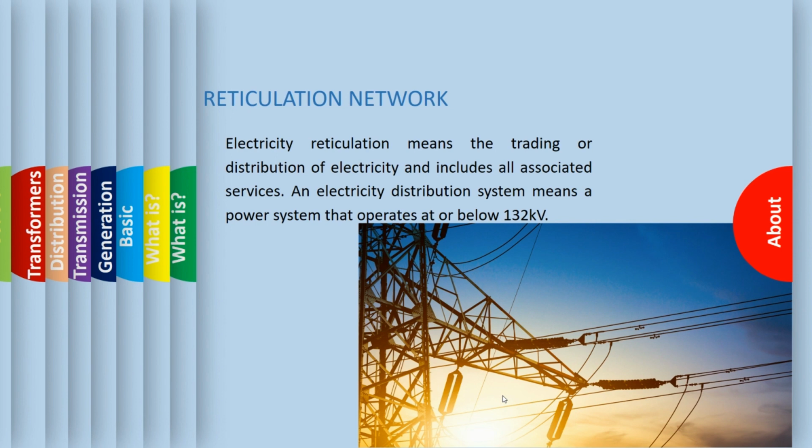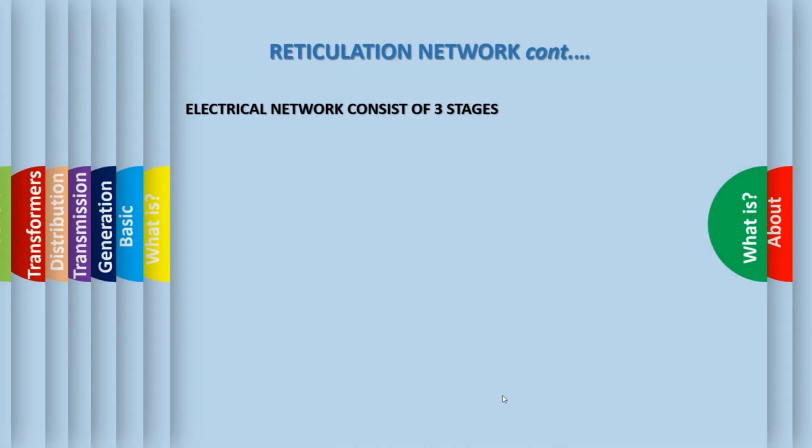This means that upon the generation of electricity, the voltage has to be stepped up to 132,000 volts. But what is this that we speak of? Now, let us look at the stages that are involved in this electrical network. One, we have the electrical generation, the transmission, and the distribution.